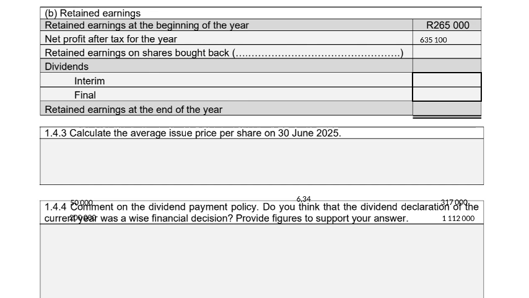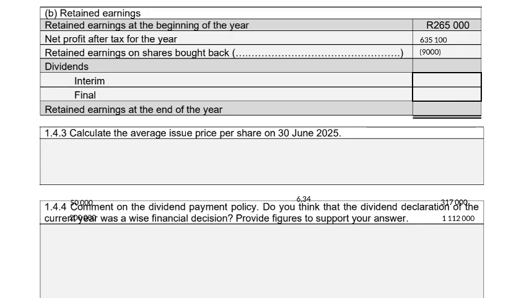Retained earnings on shares bought back. We bought back 15,000 shares at 60 cents per share. It's the difference that we take. 15,000 at 60 cents gives us a total of 9,000. This amount we will subtract.